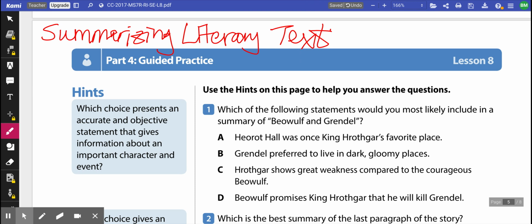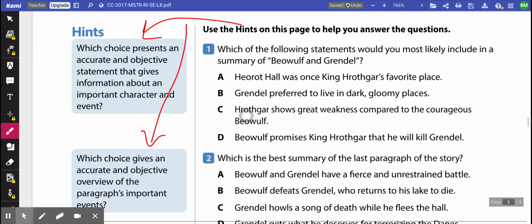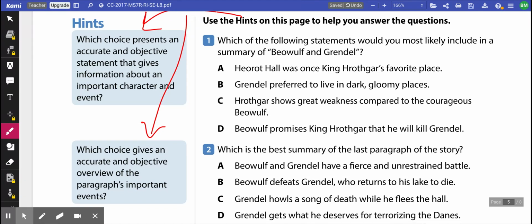So our directions tell us first to use the hints on the page to help you answer the questions. So, which of the following statements would you most likely include in a summary of Beowulf and Grendel? Make sure you pay attention to it. What statements would you most likely include in a summary? And remember, summary, guys, we want that nice soap. We want it to be short, objective, accurate, and paraphrased.